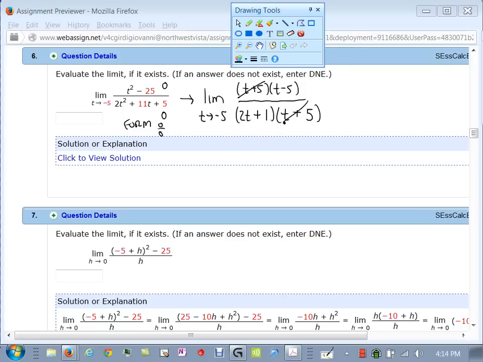Now notice that these two cancel, and that leaves us just the limit as t goes to -5 of t minus 5 over 2t plus 1. Plugging in now -5, taking the limit, we get -5 minus 5, it's -10. Then we have 2 times -5, it's -10, and then plus 1, so we get -9, so we get 10/9. So that limit did exist. We actually got a number here.